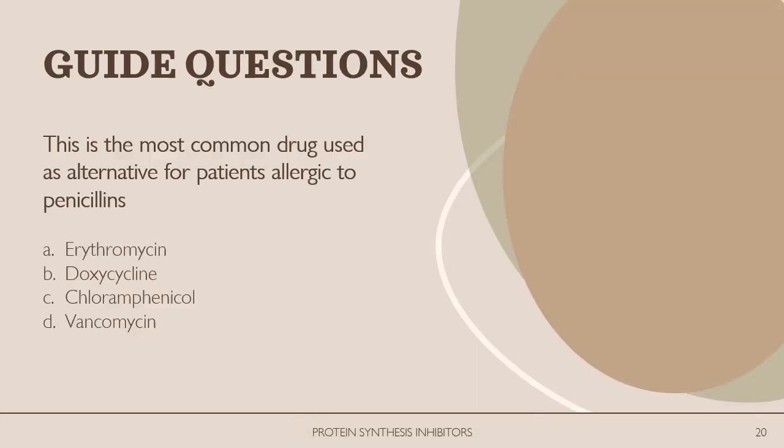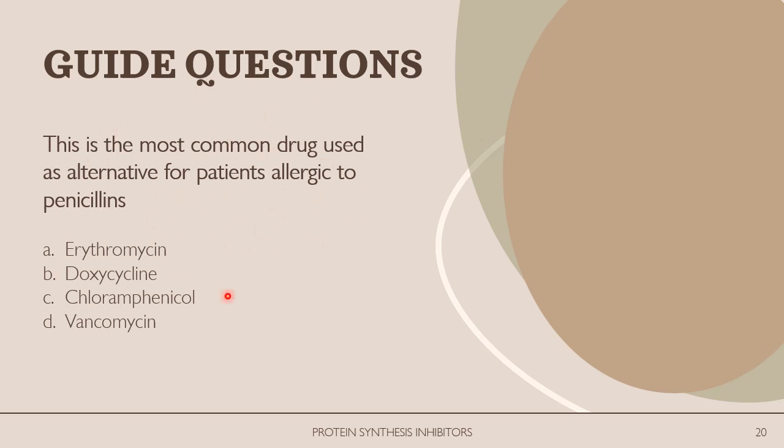Okay, before we answer our guide questions, let us do a quick review of our protein synthesis inhibitor antibiotics. For memory aid, just remember TACLOMS. The first two, your tetracycline and aminoglycosides, inhibit the 30S ribosomal subunit, while the CLOMS, or chloramphenicol, lincosamides, oxazolidinones, macrolides, and streptogramins, inhibit your 50S ribosomal subunit.